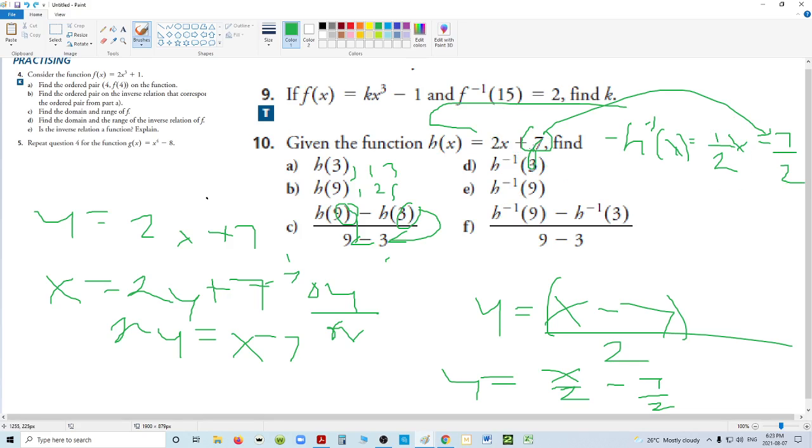So now let's calculate h inverse of 3. When x is 3, I get 3 over 2 minus 7 over 2, which is minus 4 over 2, which is minus 2. And h inverse of 9 is 9 over 2 minus 7 over 2, which is 2 over 2, which is 1. And so when I calculate it, what's 1 minus minus 2? That's 3. What's 3 divided by 6? It's a half.